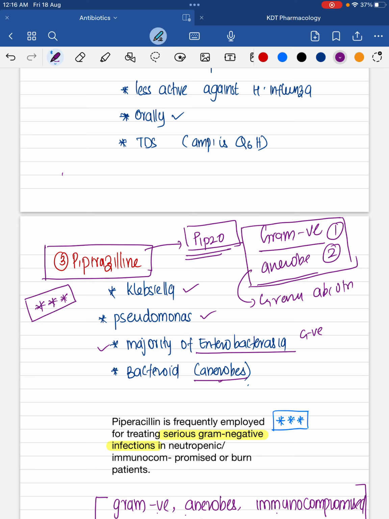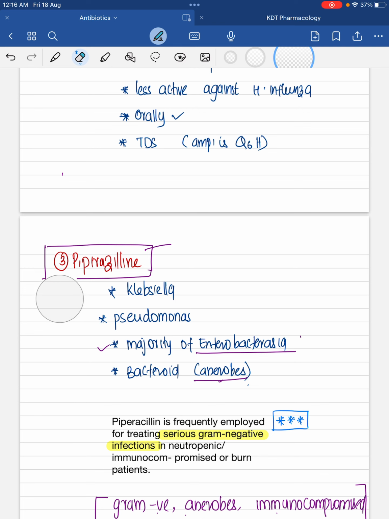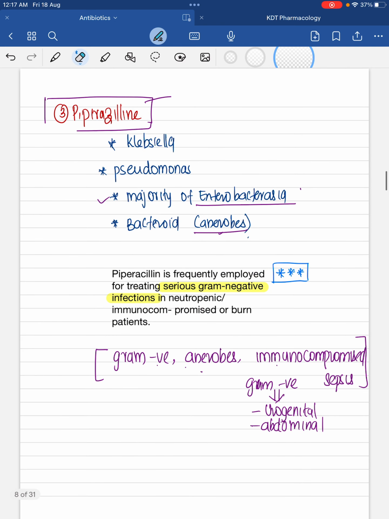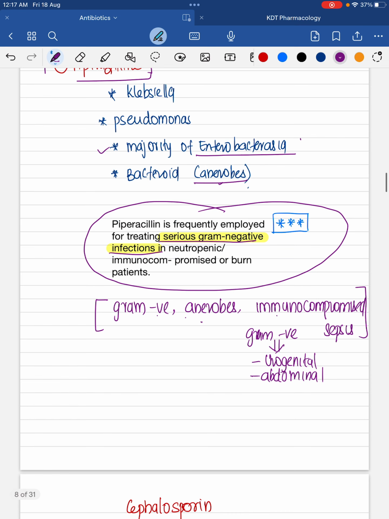We will be revising this in the topic pneumonia again in the coming lectures. So Pipzo is an antibiotic which is used for gram negative coverage, mainly gram negative coverage. This is the line from our Tripathi textbook: serious gram negative infections. Okay, this much clear?